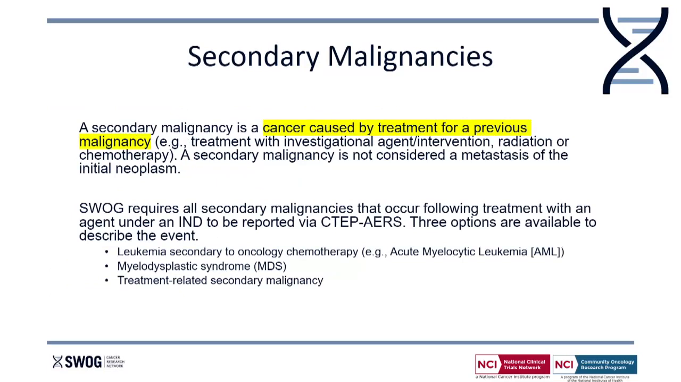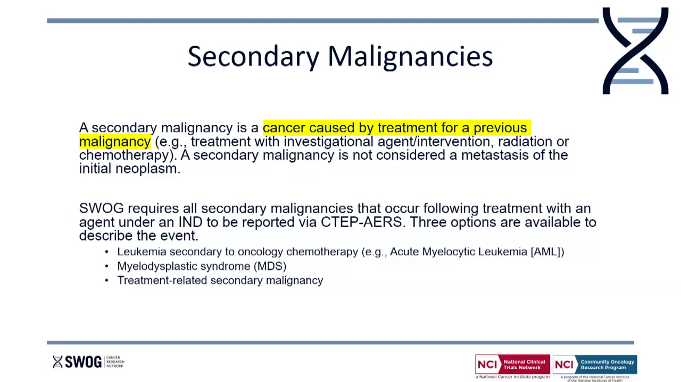Something that is often confusing is secondary versus second malignancies. First, we'll talk about secondary malignancies because these are the ones that are required to be reported as SAEs. So secondary malignancy, you can also think of it as a treatment-related malignancy. So a patient with breast cancer got chemotherapy, and a few years down the road, they have leukemia caused by that chemotherapy. That's going to be considered a treatment-related malignancy or a secondary malignancy.